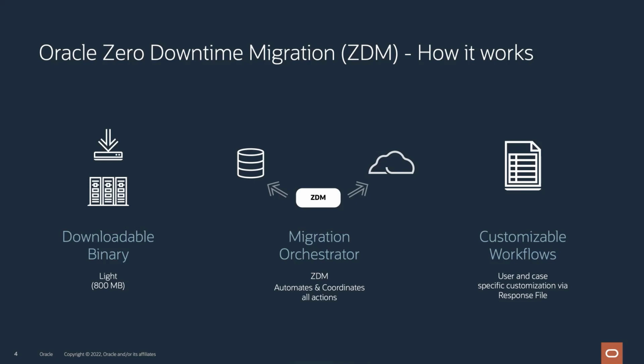ZDM, as a main engine, works as an orchestrator. It will only send instructions to the source, target, and any other component that is required so that everything takes place. We pre-check, we validate, and then we execute the different steps, telling the different components what to do. So we automate and coordinate everything for you.